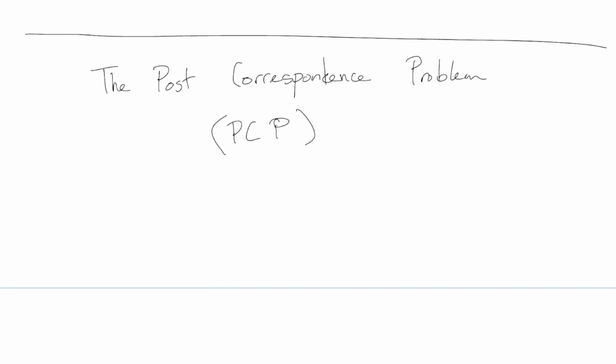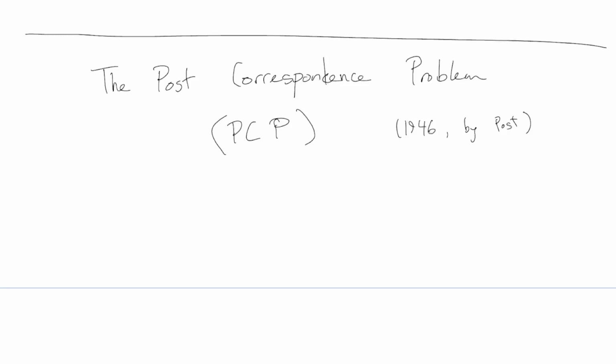I'm going to call this the PCP. This was invented in 1946 by this guy named Post. Post was one of the early abstract computer scientists after Turing, who was really trying to wrestle with what it means. Turing was the first one to demonstrate that there are unsolvable problems, and Post was one of the first people to wrestle with that.